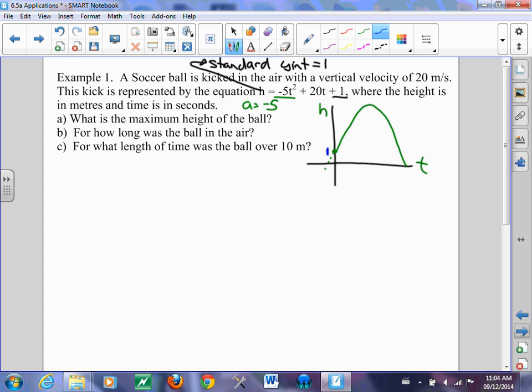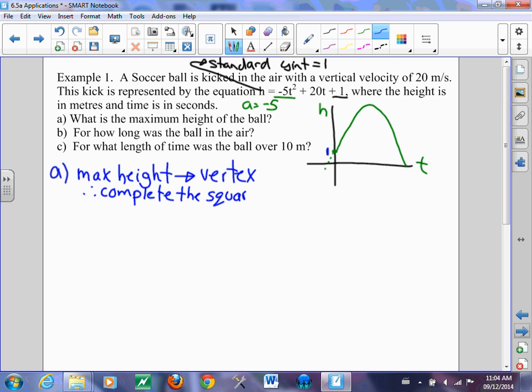All right, let's take a look at these questions. A, what was the maximum height of the ball? So maximum height occurs where, guys? At the vertex. So what do we need to do, folks? We need the vertex form, so therefore we're going to do what? Complete the square. Okay? So for the A part, I'm just going to add on the diagram. This is what I want. This is my A part. Okay? All right, so let's do this.